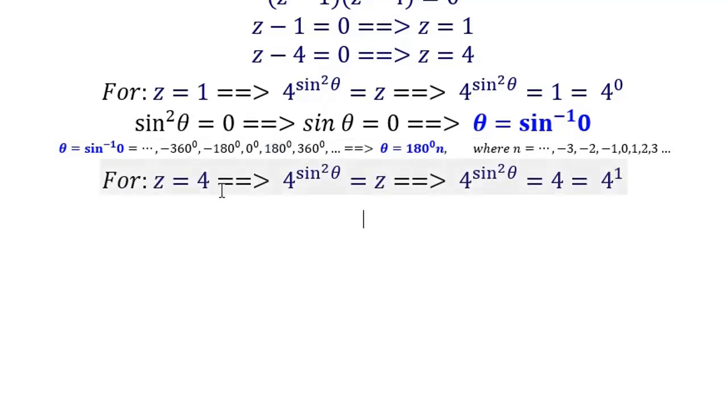Then for z equals 4, 4 to the sine squared theta is equal to z. That is 4 to the power of sine squared theta is equal to 4, and 4 is equal to 4 to the 1. That means sine squared theta is equal to 1. That means sine theta is equal to plus or minus 1. So when sine theta is equal to 1, theta is sine inverse of 1, which is the second solution.